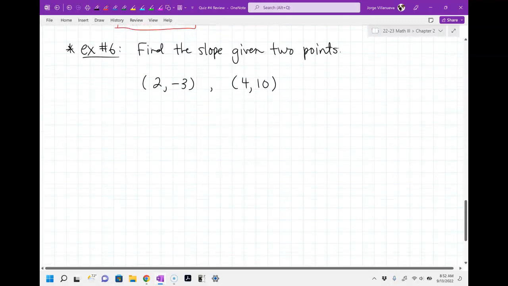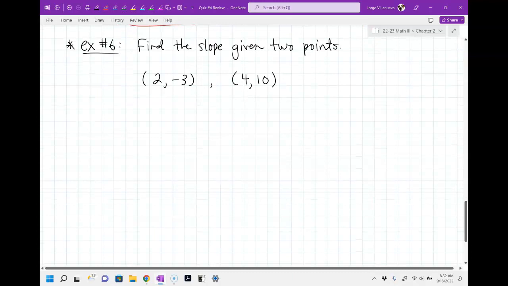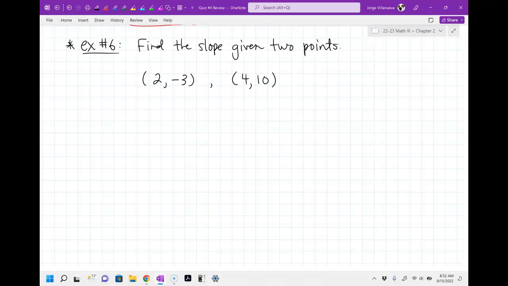All right, example 6, find the slope given these 2 points. So I mean, you could just say find the slope. You don't have to put given the 2 points. But remember, there's a formula for this, okay? Your formula is m equals y2 minus y1 over x2 minus x1. So remember to label your points, right? So let's call this x sub 1, y sub 1, x sub 2, y sub 2.